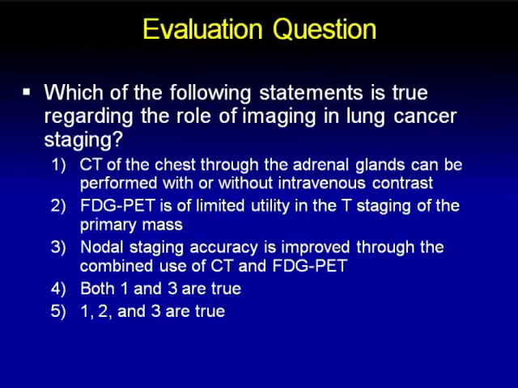Okay, so the evaluation question. Which of the following statements is or are true regarding the role of imaging in lung cancer staging? Number 1, CT of the chest through the adrenal glands can be performed with or without intravenous contrast. Number 2, FDG PET is of limited utility in the T staging of the primary mass. Number 3, nodal staging accuracy is improved through the combined use of CT and FDG PET. Number 4 would be that the first and the third are true, and number 5 would be that all 3 are true.